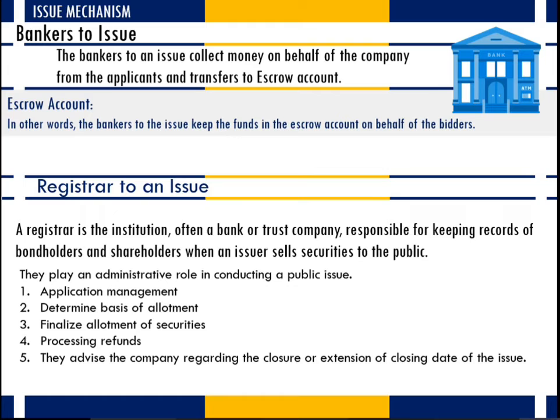Let's say I'm logging into my account and applying for shares of company ABC worth 10,000. After applying for those shares, the 10,000 will be frozen in my account. The money will remain, but I will not be able to use that money for anything else. Let's say after issuing shares, I get the shares luckily. In that case, the money will be deducted from my account and transferred to the bankers to issue, and they will keep it in the escrow account.